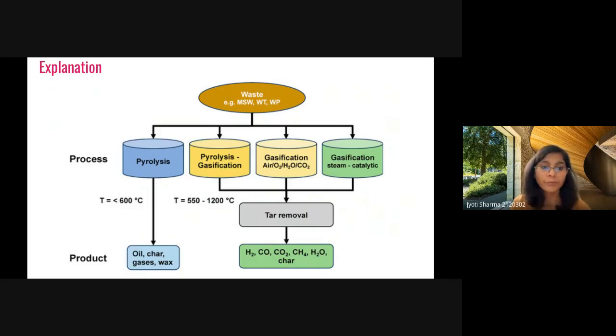And we have pyrolysis, gasification, and here we have the waste in the form of sludge. We have different temperatures that we have to maintain, and different products that we will get, either hydrogen, carbon dioxide, carbon monoxide, or methane, and we will also get some energy. So this is how we can burn the sludge to get some energy.